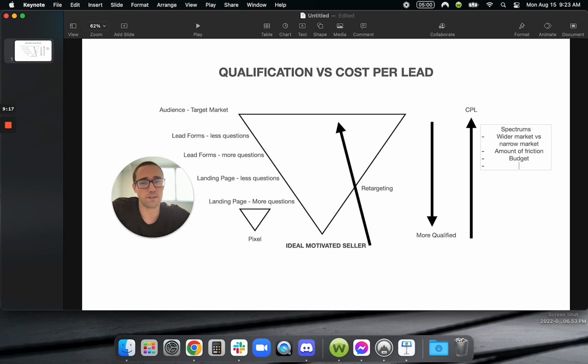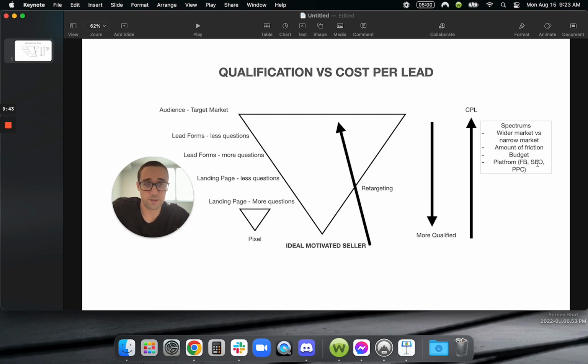And then the other thing is even the platform that you're using. So this could be Facebook, Google, SEO, right? Different platforms will have different levels of qualification. If a lead is coming through Facebook, if they've gone through our whole system right here, eventually you have this system built and going that's producing good leads.